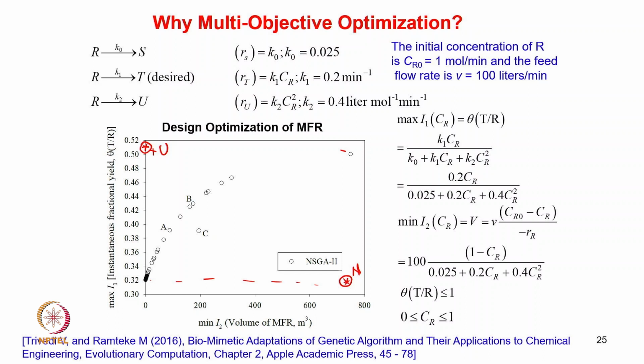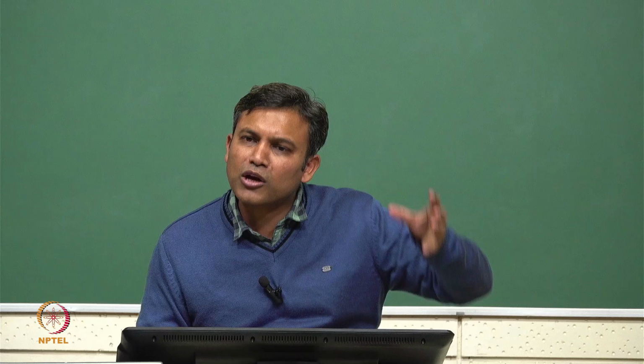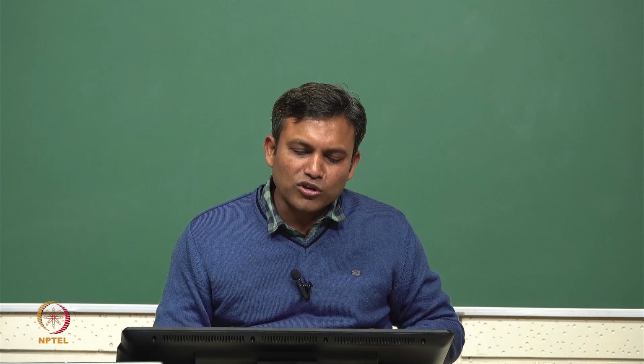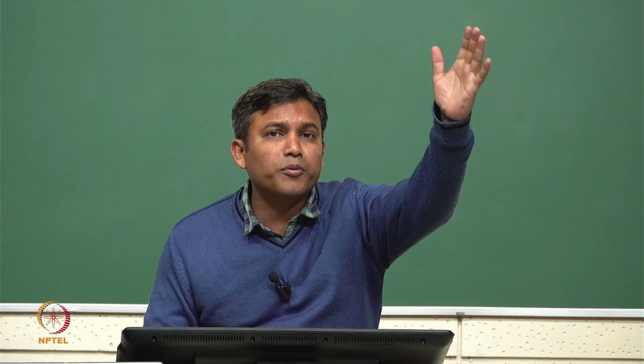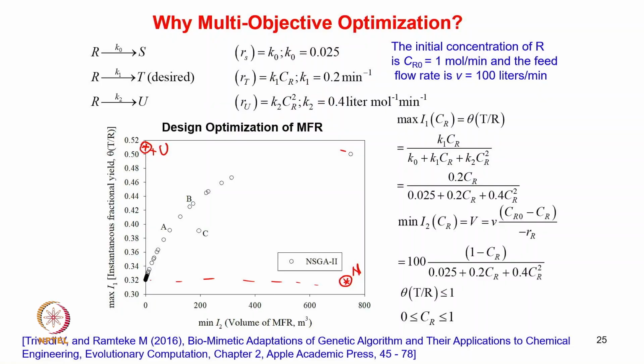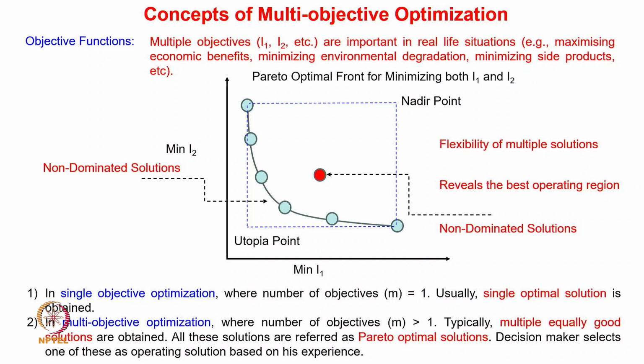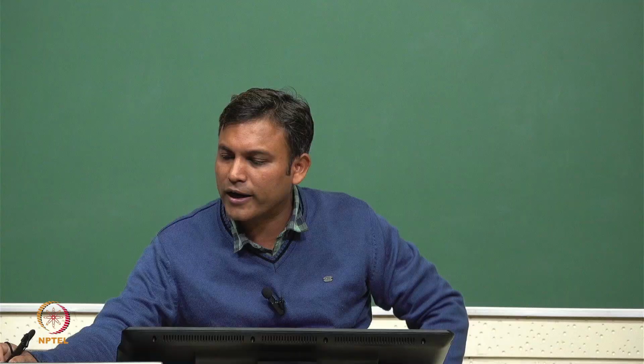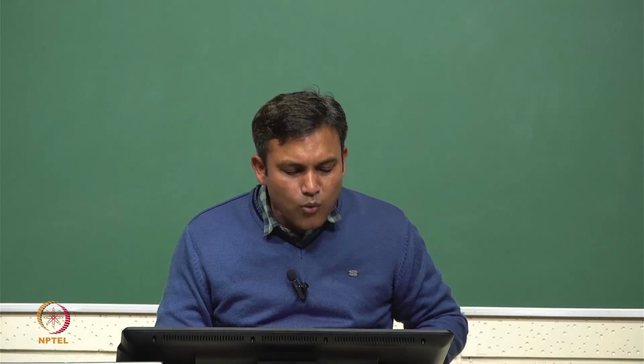You can see that the Pareto optimal front, which is a set of equally good optimal solutions obtained in a multi-objective optimization, is skewed towards the utopia point and moves away from the nadir point. So what is the advantage of solving the multi-objective optimization? We get multiple solutions, and therefore we get the flexibility of selecting the operating solution. It also reveals the best operating region, and based on this given region, we can select the best operating point, isn't it? So a decision maker gets more choices of selecting the operating point, and one can select the best operating point based on the industrial requirement, isn't it?